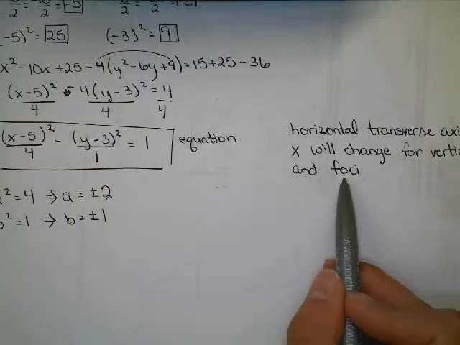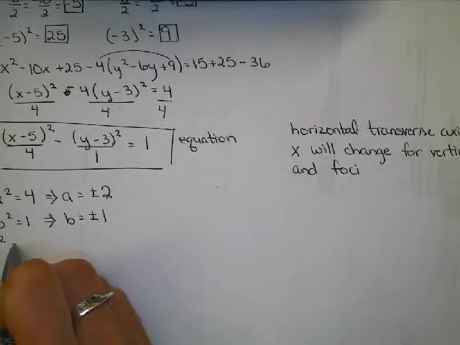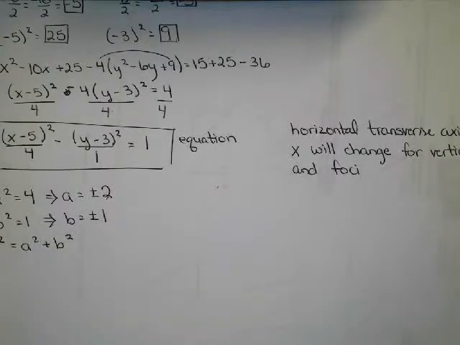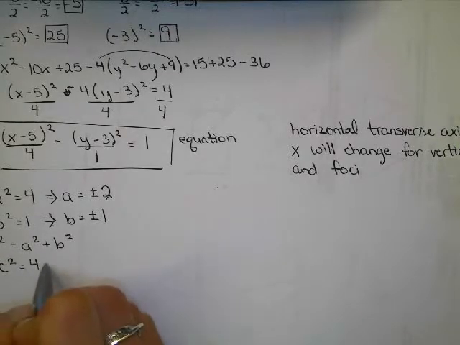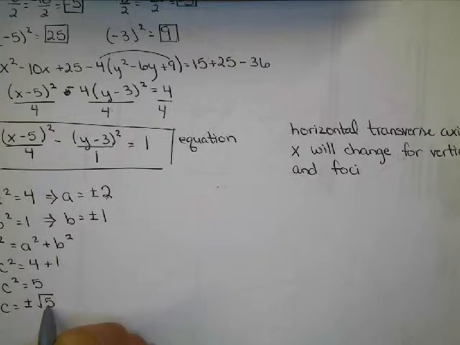Alright, in order to get the foci though, I need to know c. Our relationship we use for a hyperbola is that c squared equals a squared plus b squared. So I plug that in, c squared is going to be 4 plus 1, so c squared is 5. So c is plus or minus the square root of 5, which is 2.2.